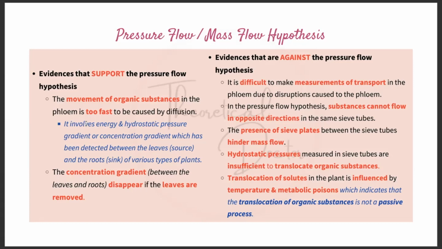But in actual fact, the phloem contains many sieve tubes and different solutes could travel in opposite directions. It's a two-way highway. It's not just a one-way road. So the different solutes could travel in opposite directions at the same time in different sieve tubes with different sources and sinks. Third, the presence of sieve plates between the sieve tubes hinders mass flow. Fourth, the hydrostatic pressure measured in sieve tubes is insufficient to translocate organic substances. And lastly, translocation of solutes in the plant is influenced by temperature and metabolic poisons, which indicates that the translocation of organic substances is not a passive process.